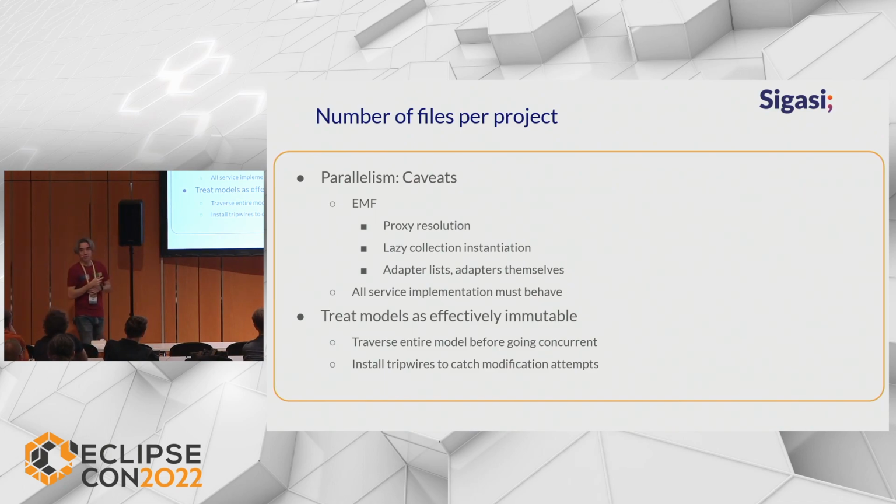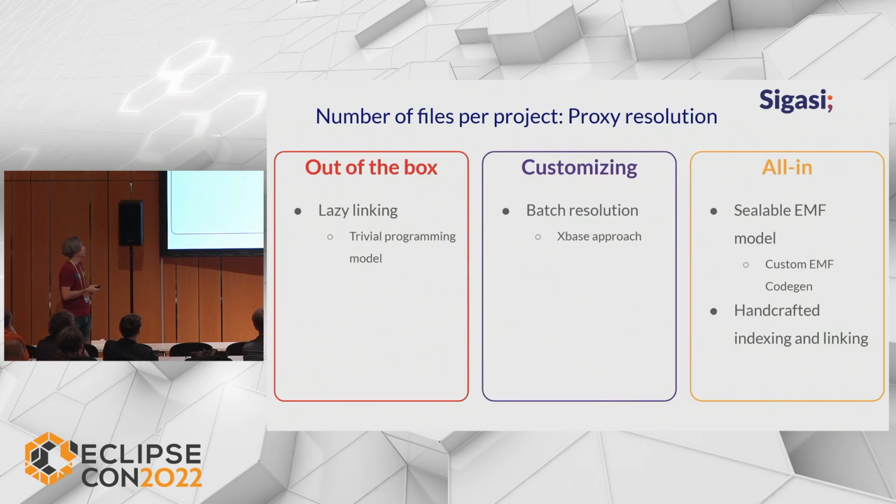Of course, reviewing is only giving us a single point in time. So what we did, we implemented a mechanism to treat the models as effectively immutable by installing tripwire adapters, patching the EMF code to make sure that it throws early exceptions whenever some code path would attempt to trigger a modification after a certain point in time. So this considerable effort led to a situation where we can parse, validate, and link in parallel.